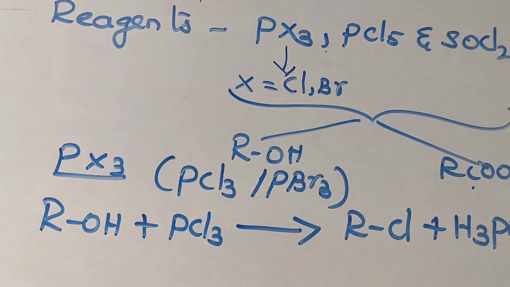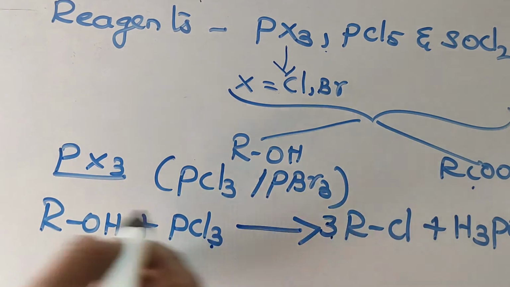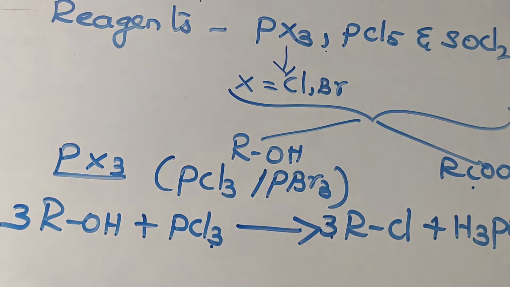H3PO3. Here how many chlorine? 3 chlorine. Here in only one place chlorine is there, so it should be balanced by writing 3 as coefficient. If you write 3 here, this will also be 3. Then how many oxygen, how many hydrogen? 3 oxygen, 3 hydrogen. Only one phosphorus is there. So H3PO3. So we have got two substances, 3RCl plus H3PO3.